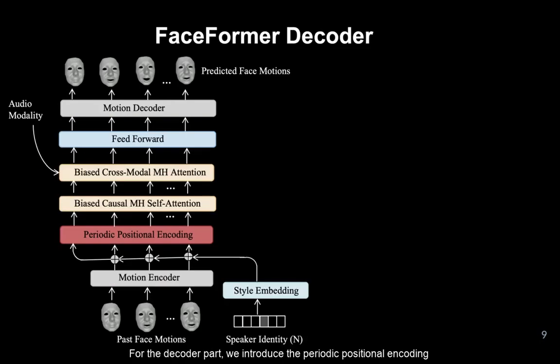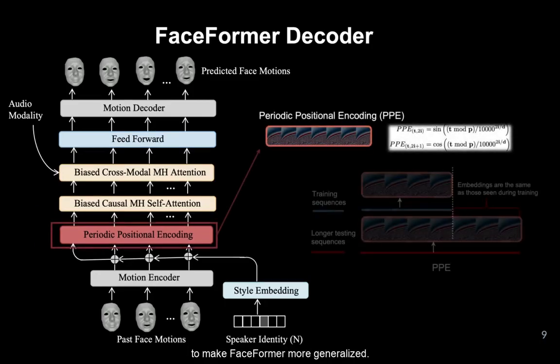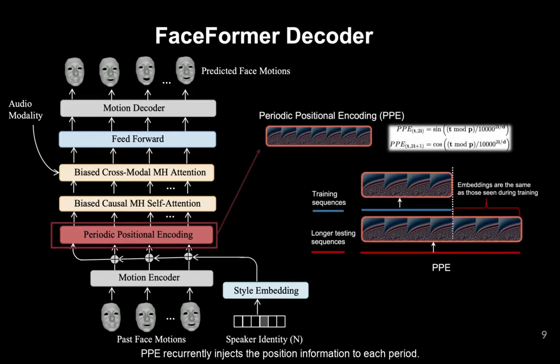For the decoder part, we introduce the periodic positional encoding, PPE, to make FaceFormer more generalized. PPE recurrently injects the position information to each period, and all the position embeddings have been seen during the training. In theory, this can improve the generalization to the longer sequences.